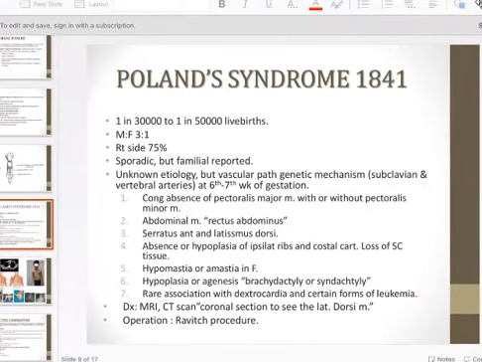Here you need to diagnose it by MRI with contrast or CT scan with contrast. The most important thing is to see the latissimus dorsi muscle. This is very important in repair of the defect. Also, we call this procedure by Ravitch. He is a pioneer in this defect.